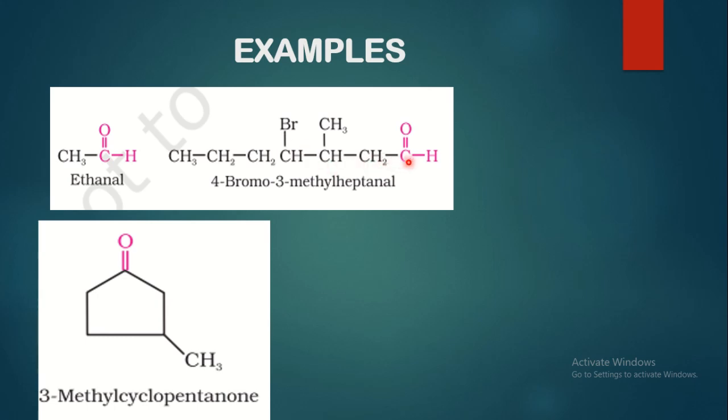So numbering from this side, 1, 2, 3, 4. So 4 bromo, 3 methyl. Sir, why not 3 methyl, 4 bromo? Because whenever there are multiple prefixes, you should follow alphabetical order, right? Now there is a small question for you. Come on, tell me, does B come first or does M come later?